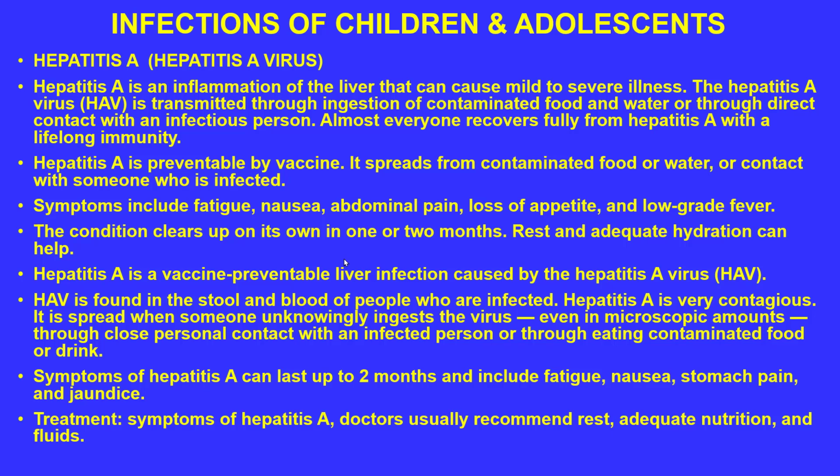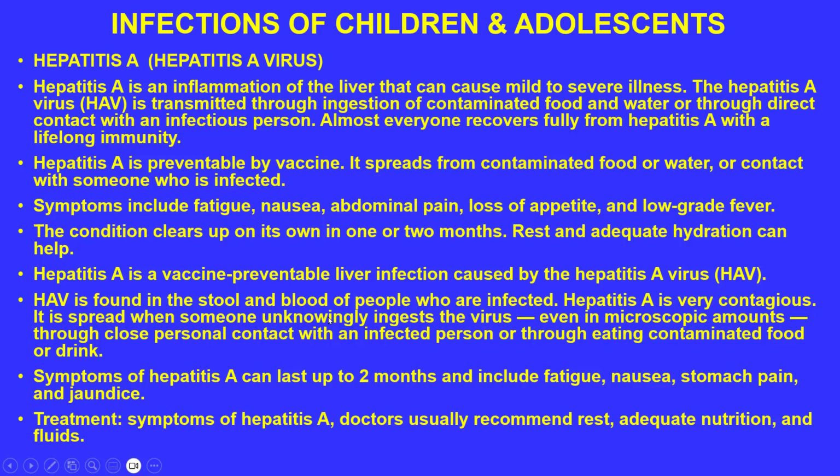And the symptoms include fatigue, nausea, abdominal pain, loss of appetite, low-grade fever. The condition will clear up on its own in 1 to 2 months. Rest and adequate hydration can help. Hepatitis A is a vaccine-preventable disease, but it can be a liver infection where the Hep A virus is involved. Now, this HAV stands for hepatitis A virus. It's found in the stool and blood of people who are infected. Hepatitis A is very contagious.